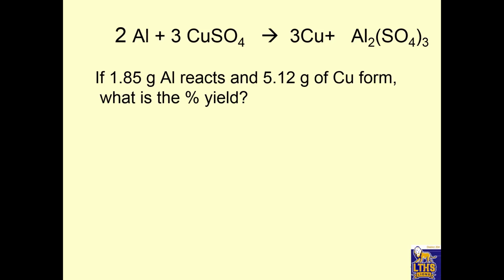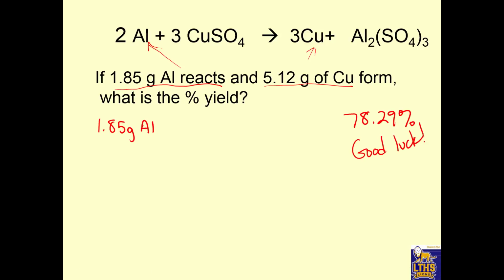Okay, let's look at another problem. It's a balanced equation. It says if 1.85 grams of this reacts, so that's a reactant, 512 grams form, so it's a product, what is the percent yield? Before we can do a yield, I have to take the 1.85 grams of aluminum and change it into grams of copper. So I want you to try this problem. I'll let you know that the answer is 78.29%, and I want you to see if you can get that. So good luck, go get them, all right? And then we'll check it in class.